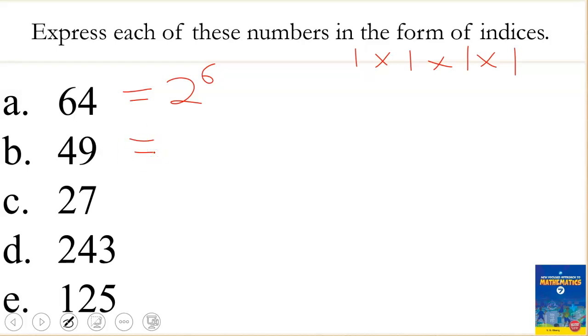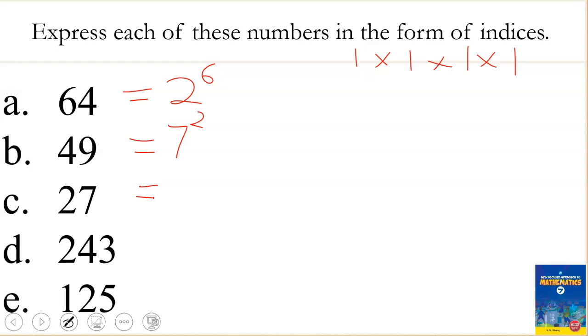Again, if I pick 49, I can't use 3, I can't use 4. The reason is that 3 cannot divide 49. So there's no way that if I repeatedly multiply 3, I can get 49. But then I can think of 7, because I know 7 times 7 will give me 49. So 7 exponent 2.